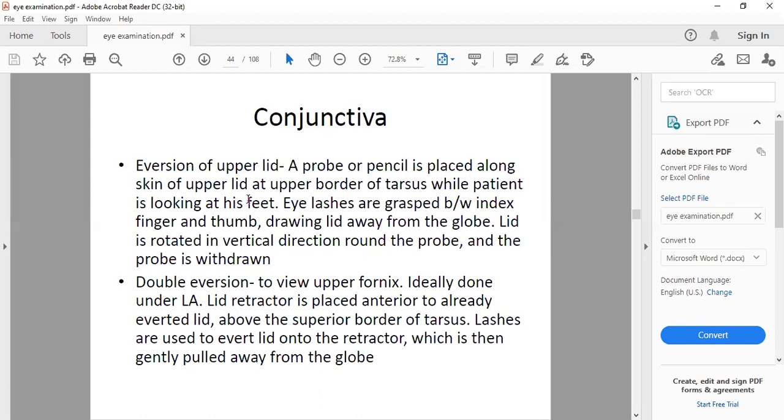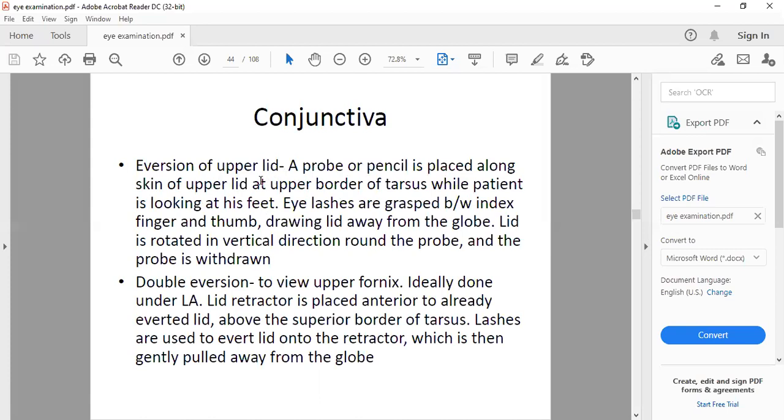That means the patient should look down, and you place the probe at the upper border of the tarsus. So how to locate the upper border of the tarsus? If you see your own eyelid, there will be a crease, a line on the upper eyelid. This lid crease is the mark of the upper border of the tarsus.